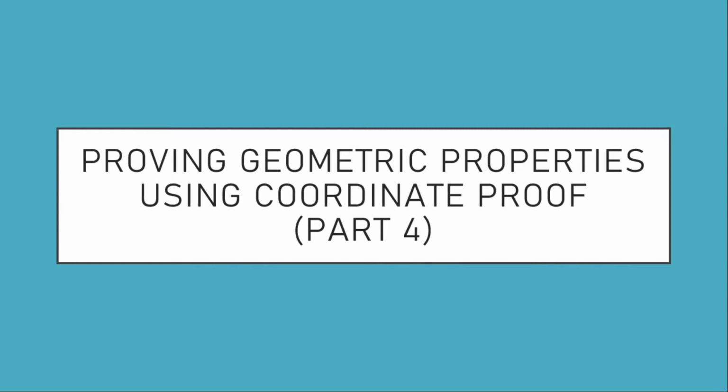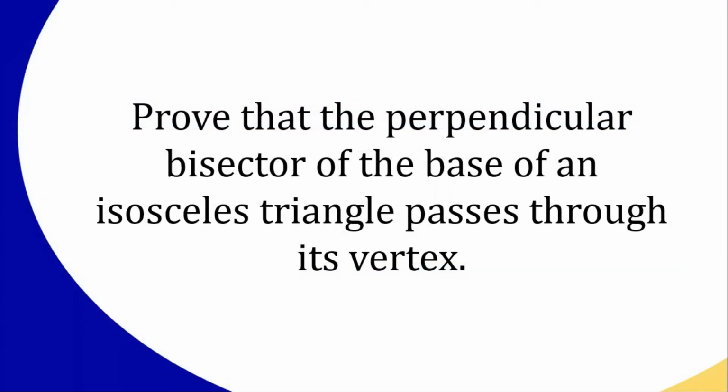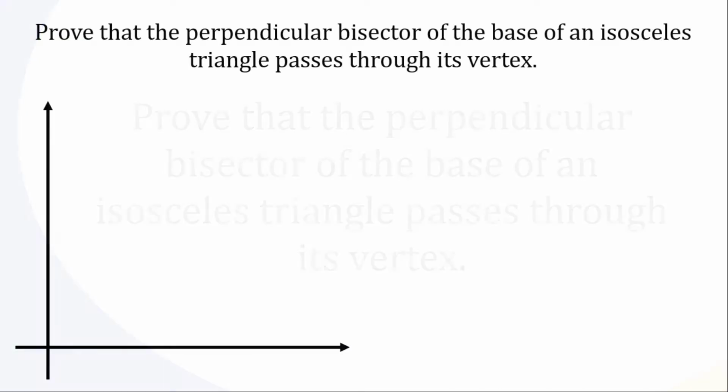Hello again, everyone. This is the last part of proving geometric properties using coordinate proof. So let's go directly to the problem that needs proving. Prove that the perpendicular bisector of the base of an isosceles triangle passes through its vertex.